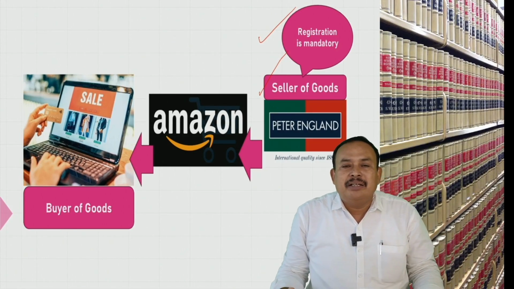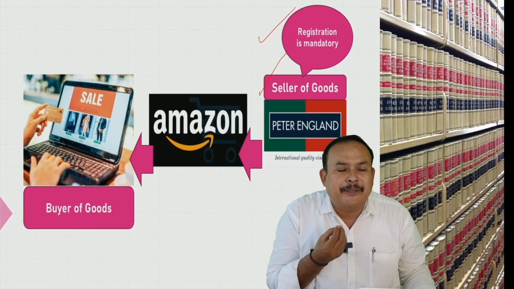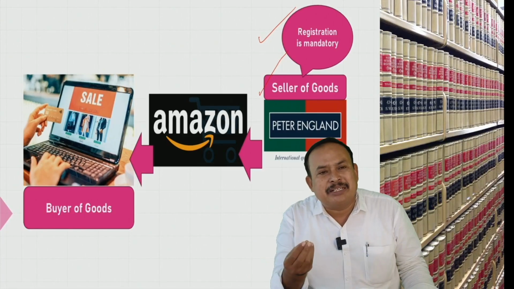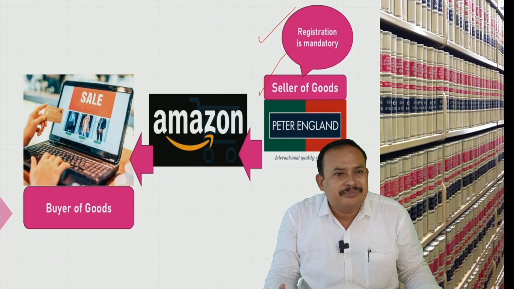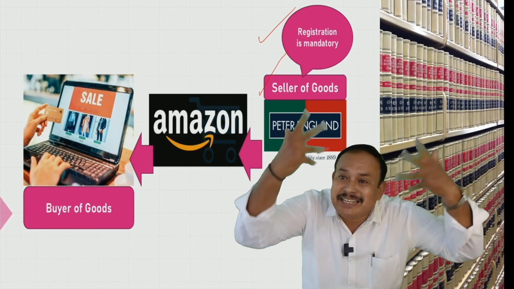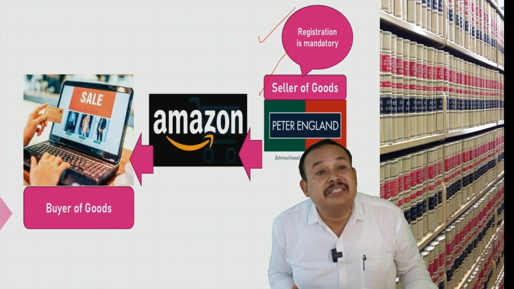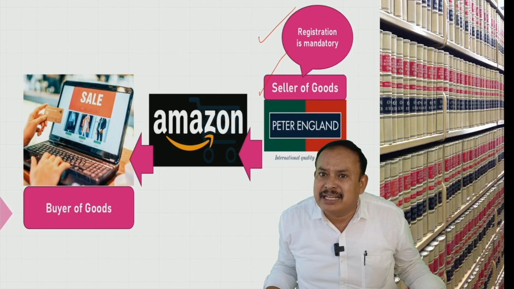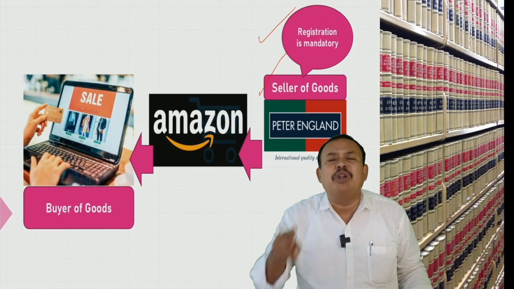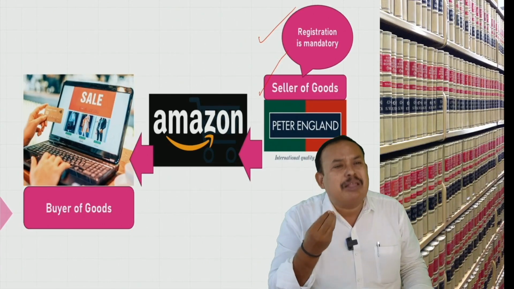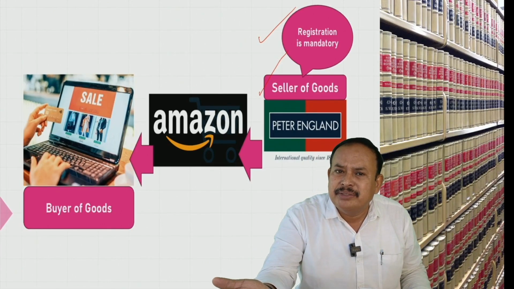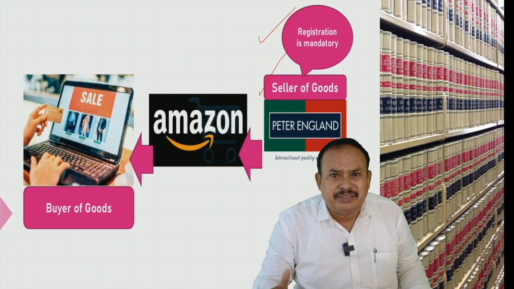Sir, I'm basically an unregistered person. Peter England says, I'm an unregistered person. Why an unregistered person? My turnover has not exceeded 40 lakhs. In some states it has not exceeded 20 lakhs, in some states not 10 lakhs. My turnover in a financial year is only 2 lakhs. To get that business, I supply the goods to an e-commerce operator. You are making registration compulsory for me. Unfair.